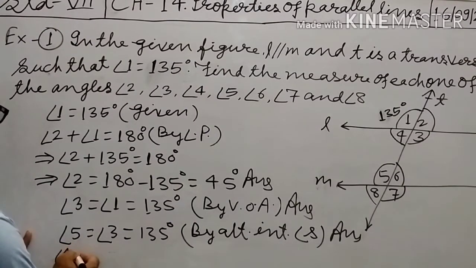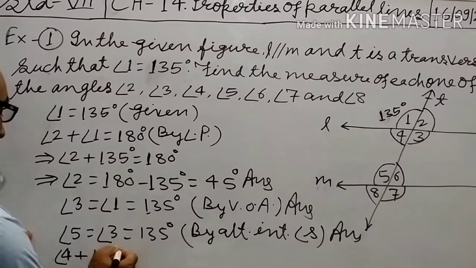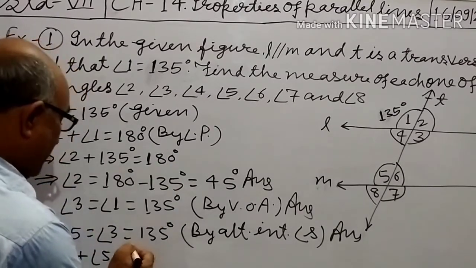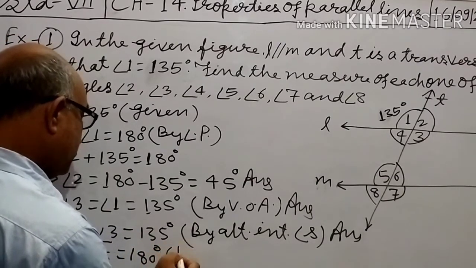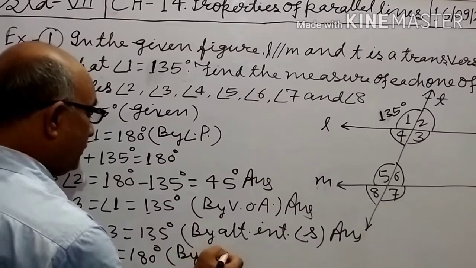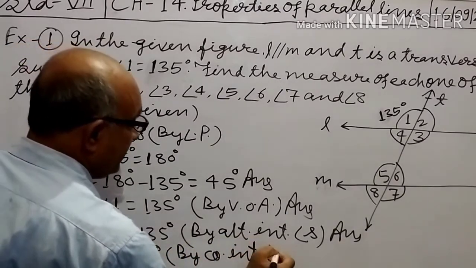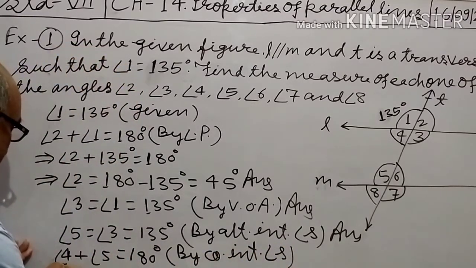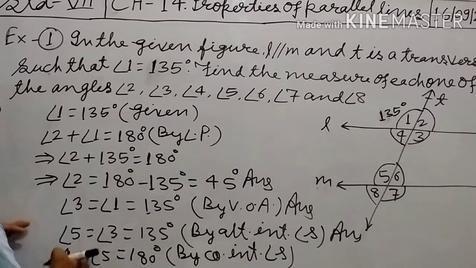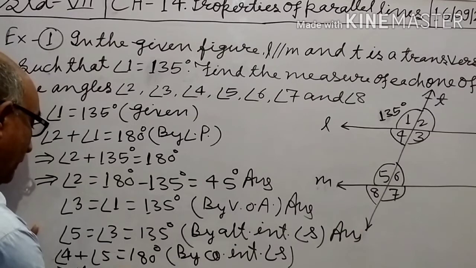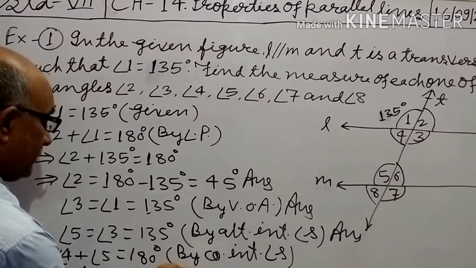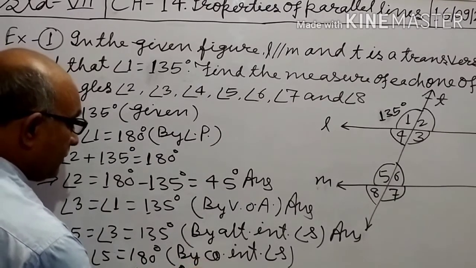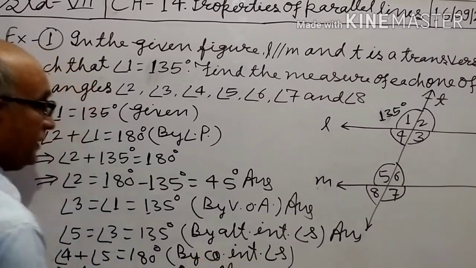Angle 4 plus angle 5 equal to 180 degrees, by co-interior angles. So that implies angle 4, the value of angle 5 is 135 degrees. So 180 degrees minus 135 degrees equal to 45 degrees. Answer.